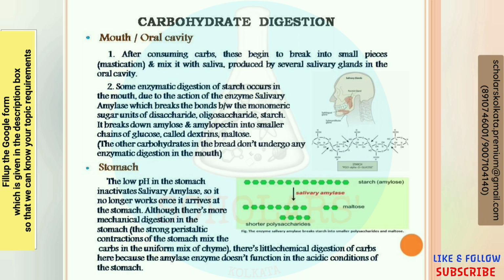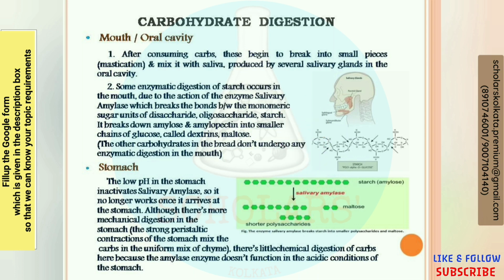Now a particular enzyme called salivary amylase, which is secreted from the salivary glands, helps to break down the bonds between the monomeric sugar units of disaccharides, oligosaccharides, and starch. As you can see in the picture on the screen, this is the whole bond breakdown process.